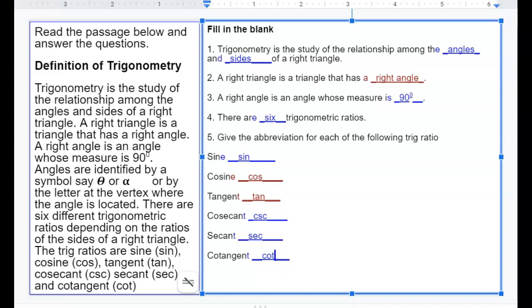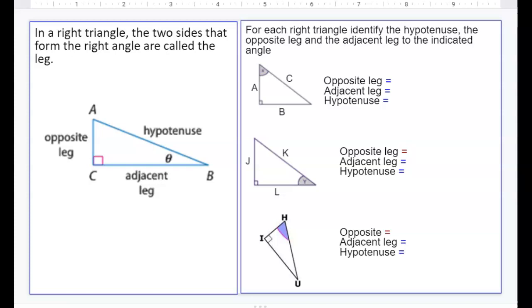Then we'll move on to the next slide, which actually defines the sides of a right triangle. All right, we have in a right triangle, the 2 sides that form the right angle are called the legs. This is very important. Okay, you look at the sides that form the right angle. This side and this side. These are the legs. The legs can either be the adjacent or the opposite side.